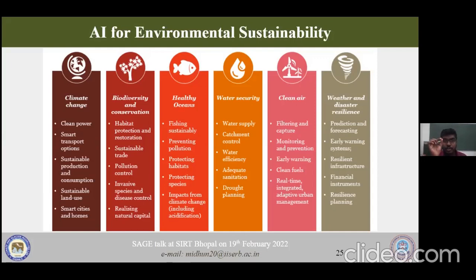There are a lot of scopes and holes which can be addressed, like in biodiversity and conservation, healthy oceans, water security, clean air. So there are many options like that.